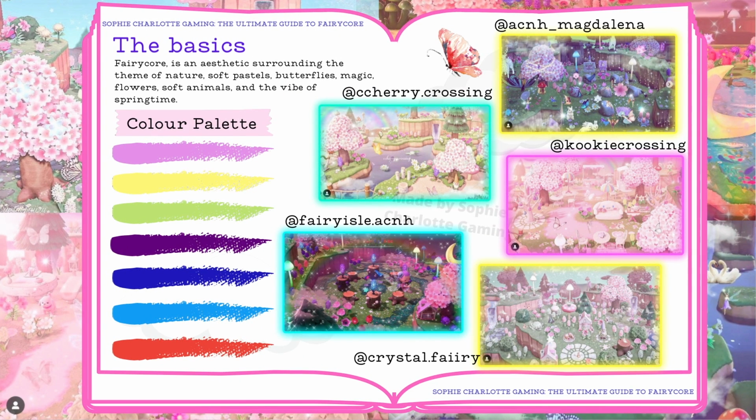Now, what is fairycore? Fairycore is an aesthetic surrounding the theme of nature, soft pastels, butterflies, magic, flowers, soft animals, and the vibe of springtime. The colour palette I've used here is quite an array of colours. We've got pinks, yellows, greens, purples, blues, and actually red. I wouldn't suggest using too much red, but again, this is your island and you can do whatever you like. But yeah, I think a range of really light colours works on fairycore, but actually all the colours work, and that's one of the best parts about fairycore.